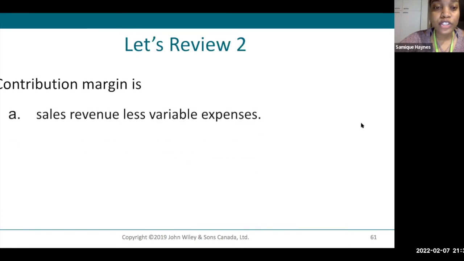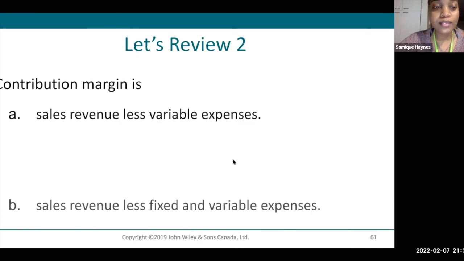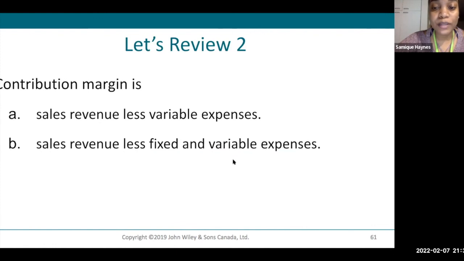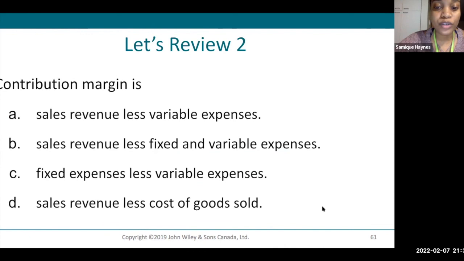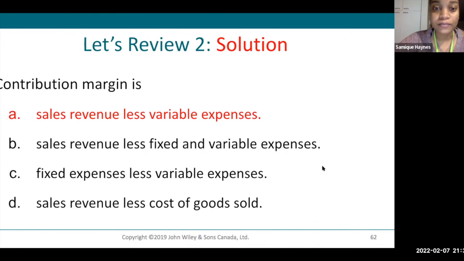So contribution margin is sales revenue less variable costs, sales revenue less fixed and variable expenses, fixed expenses less variable expenses, or sales revenue less cost of goods sold. Cancer thinks it's A. Anyone agrees? A for Ria, A for Indrajit, A for Roxoliana. Okay, perfect. A is correct. Good.